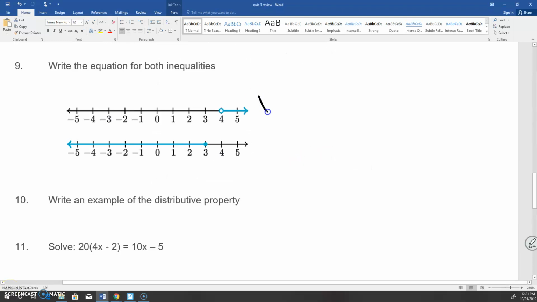So the first one I have x. Which way is my arrow going? Right, which is greater than. And is it colored in? Okay, and what do I write here? 4. Okay, x. Which way is my arrow going? Is it colored in? Yes.